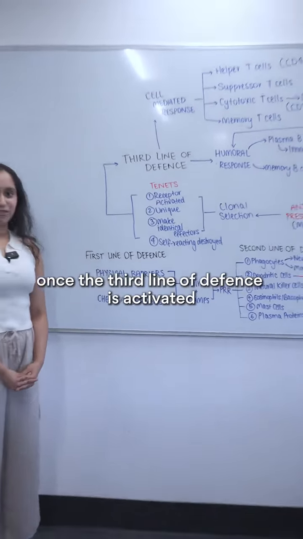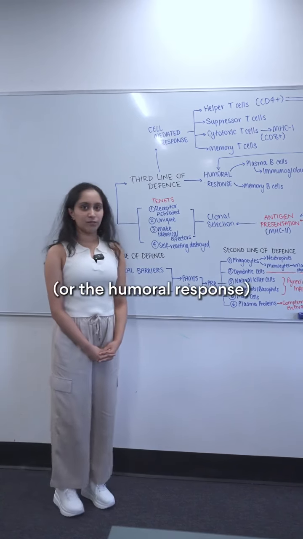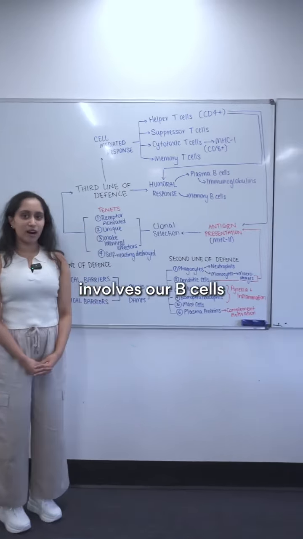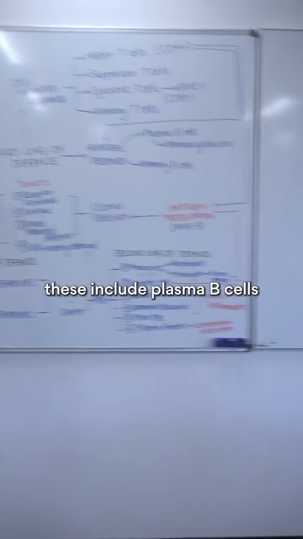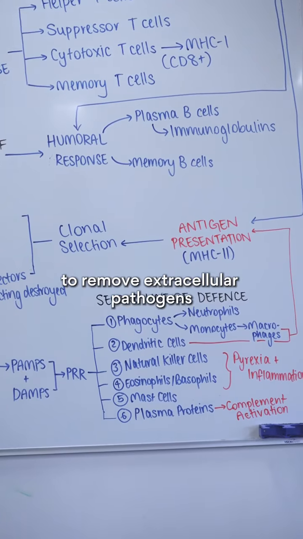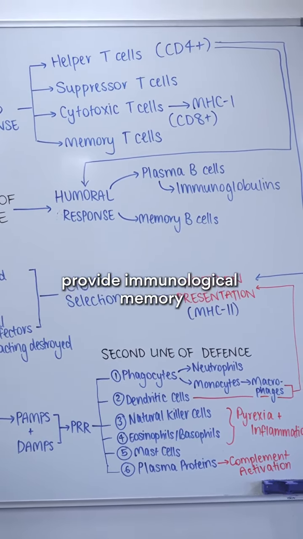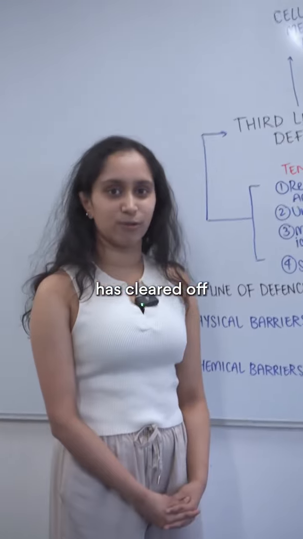Once the third line of defense is activated, we now have 2 arms. The humoral line, or the humoral response, involves our B cells. These include plasma B cells that produce immunoglobulins to remove extracellular pathogens, and memory B cells that provide immunological memory once the immune system has cleared off all the other cells.